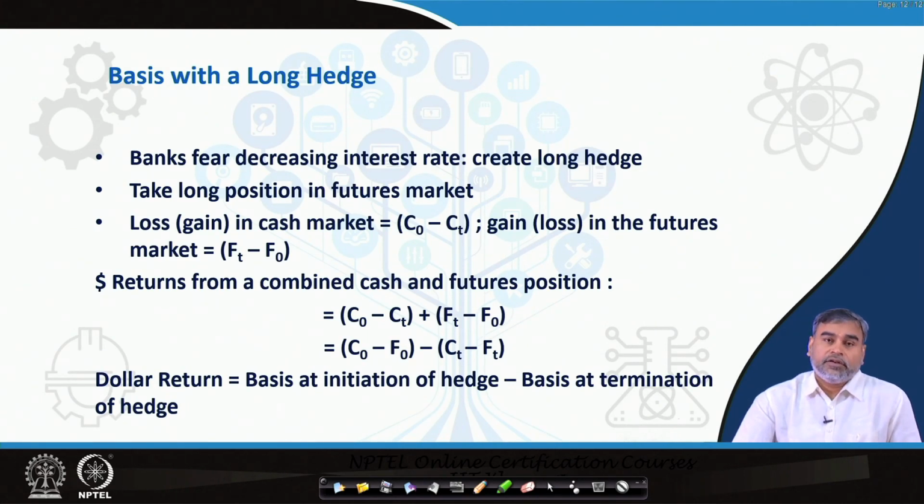So, again the dollar return is the basis at initiation of the hedge minus the basis at the termination of the hedge. The difference between these two: the previous one was the basis at the termination of the hedge minus the basis at the initiation of the hedge. Here it is the basis at the initiation of the hedge minus the basis at the termination of the hedge. So, this is for the long hedge and the other one is the short hedge. That is the basic difference between the long hedge and short hedge positions in the system.